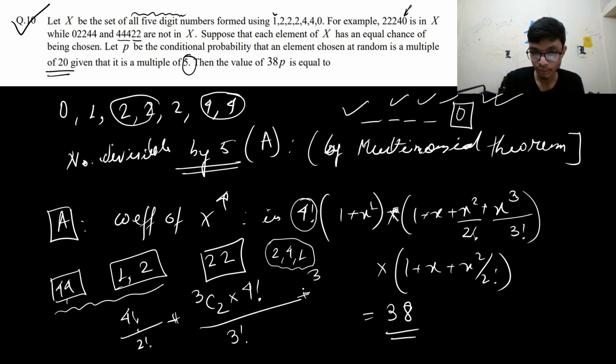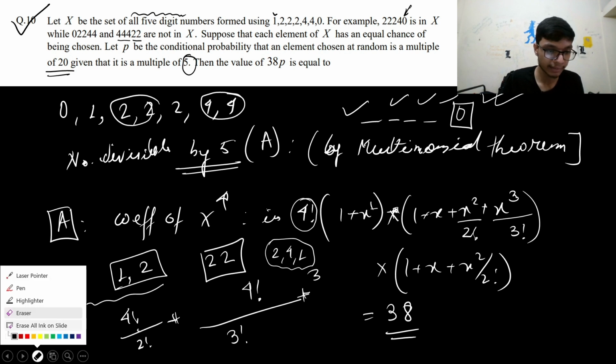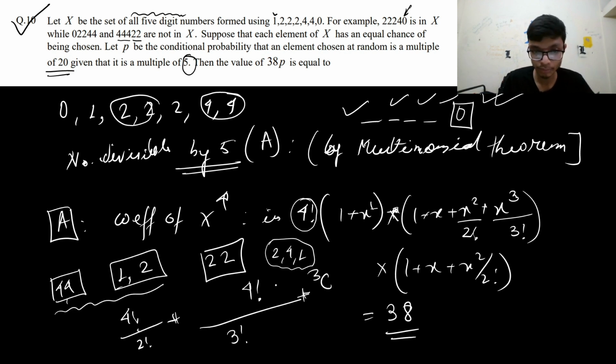And there can be another case when this particular quantity will not be encountered, that is, basically taking the case when 3 2 is just chosen. So this particular case is 4 factorial by 3 factorial. And then there can be another case when out of these two quantities we choose only one quantity: 2c1 into 4 factorial by 2 factorial. And these are the cases.